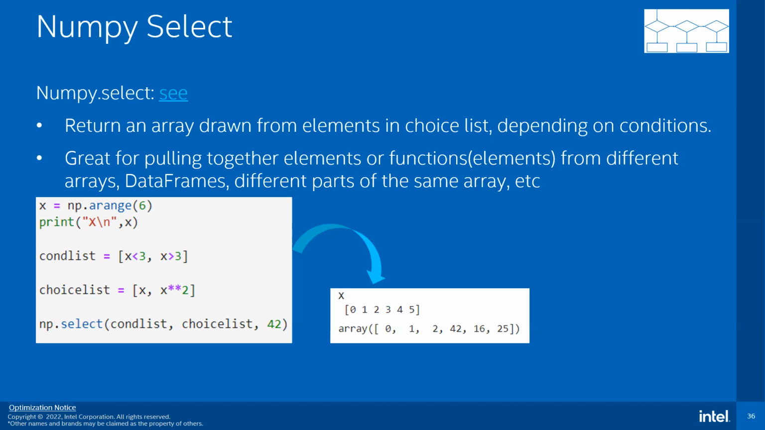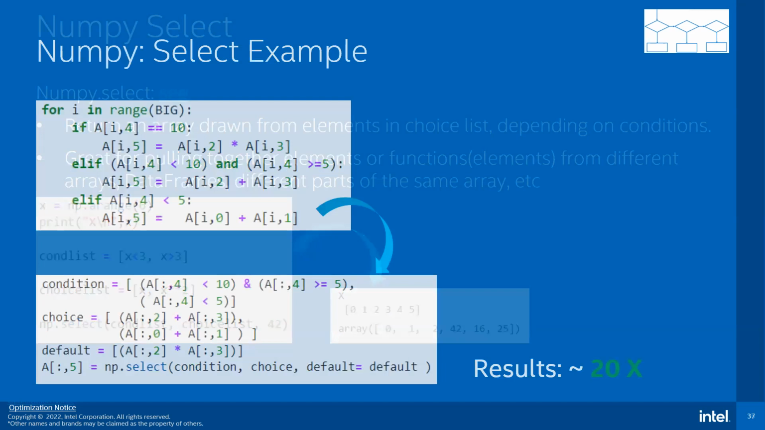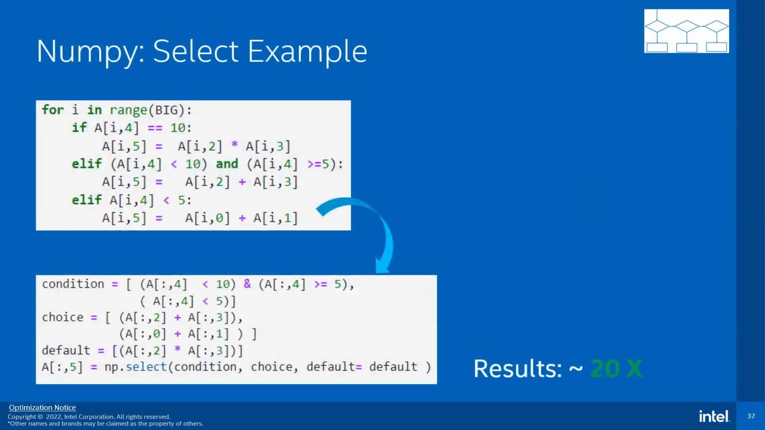Let me go to the next slide where it will probably show better. So right here, I've got a for loop, and I've got this weird conditional logic. I've got an array A, and it's huge, right? But I'm going to look at the 4th column. If the 4th column is 10, I'm going to assign the 5th column to be some computation. If column 4 is less than 10 and column 4 is greater than 5, I'm going to do some other calculation, and so forth. I've got this weird logic, okay?